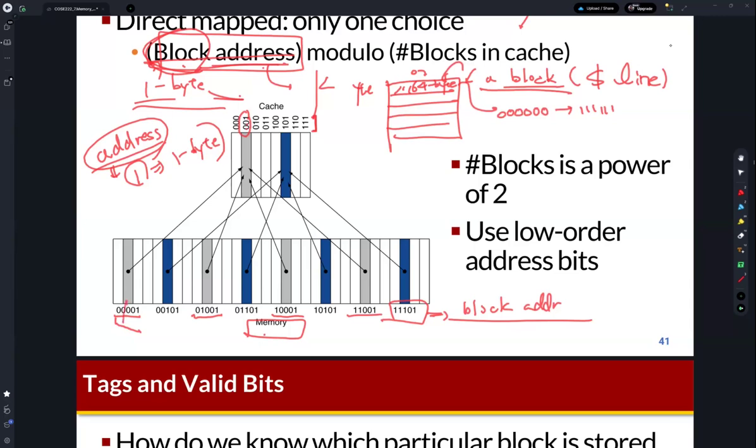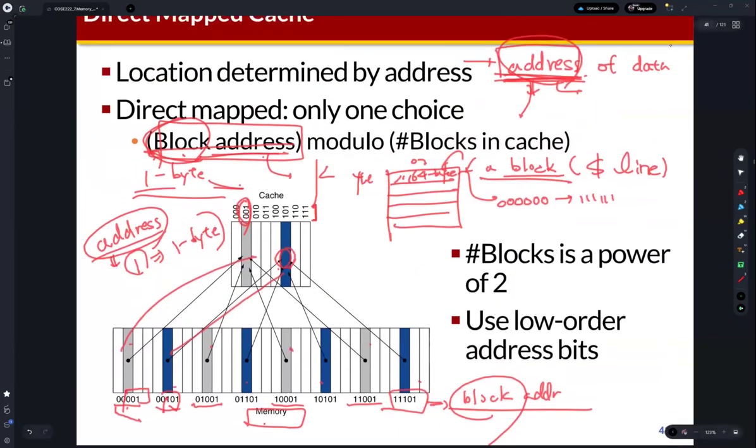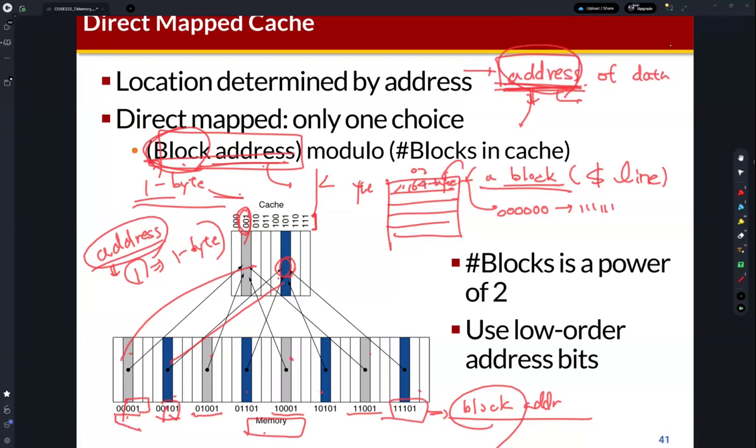If the last 3 bits of the block address are 001, then these blocks are only stored in the cache index 001. And this is another example. If the last 3 bits are 010, then these blocks are mapped to the cache index 010. So this cache is called a direct mapped cache.